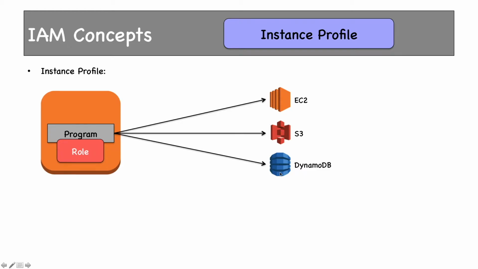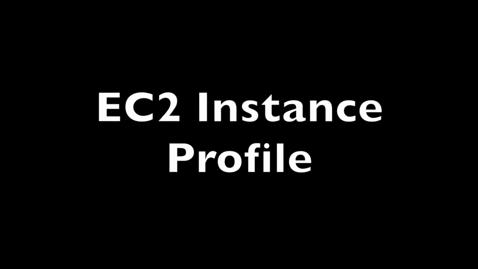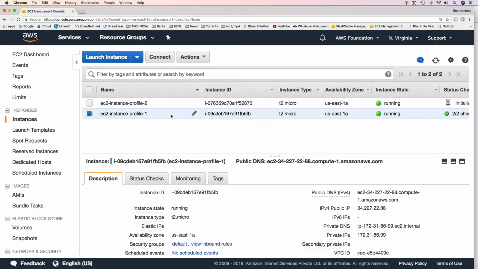We'll use the same role which we created in the previous demo, and we'll attach those roles to an EC2 instance while launching it and to another EC2 instance which is already running. I have two instances running. Let me see if we can access any of the resources from these two instances.